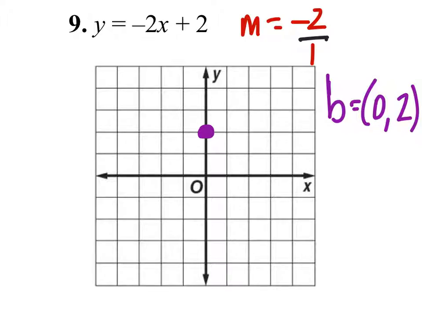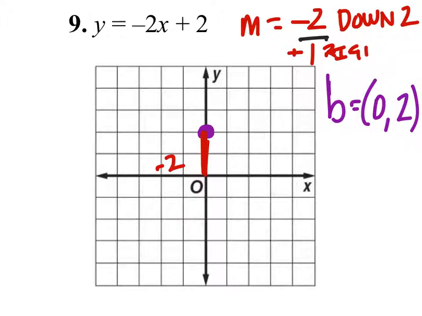Now I'm going to use the slope to find the other points. And this one, since it's a negative, I'm going to go down 2. So from this point, I go down 2. Bam, down 2. And then the 1 is positive, so I'm going to go to the right 1. And that puts me at this point right here. This gives me the next point.